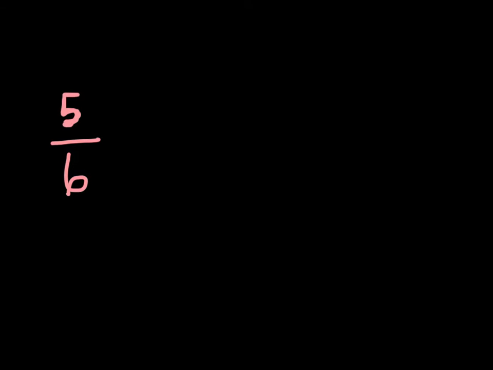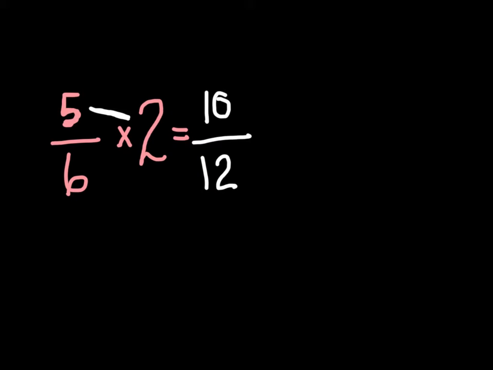So let me show you an example. Let's say I wanted to multiply by 2. I'm going to multiply my top number by 2 to get 10, and my bottom number by 2 to get 12. So an equivalent fraction to 5/6 would be 10/12. It's easy as that.